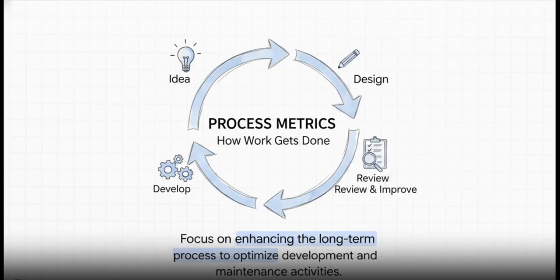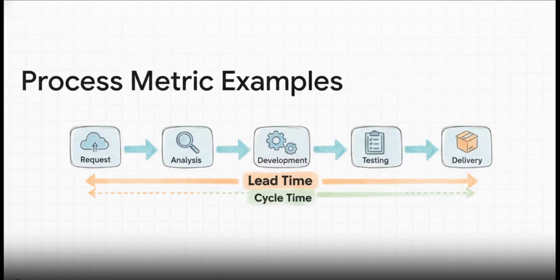Okay, so if product metrics are all about the what, then process metrics are all about the how. Here, the focus shifts away from the final code and onto the long-term health and efficiency of your team's development workflow. And you can really see that focus on workflow right here.